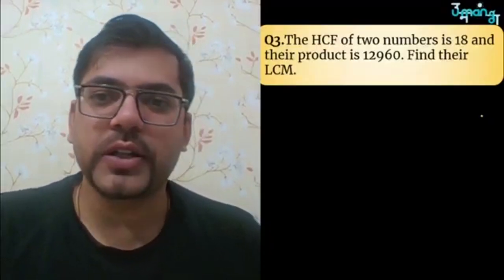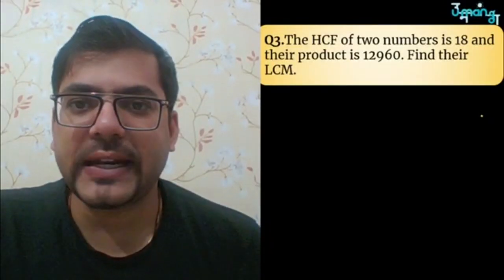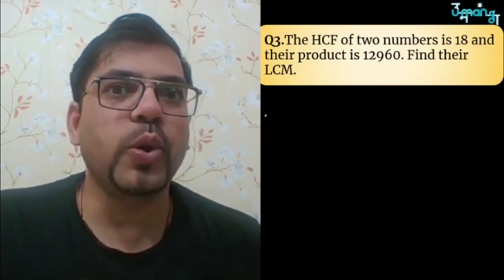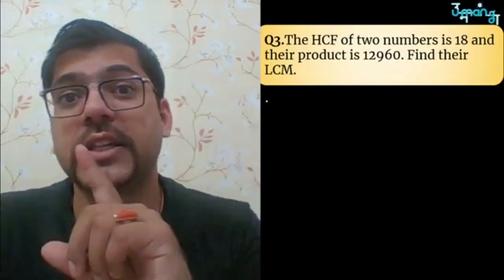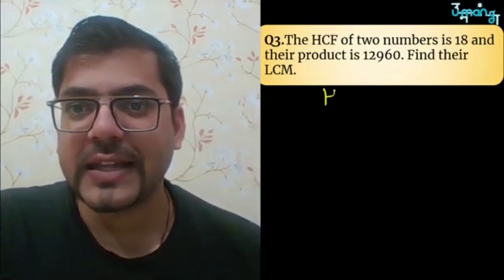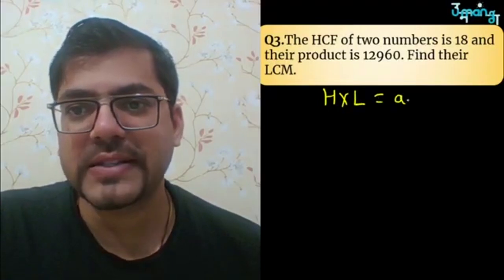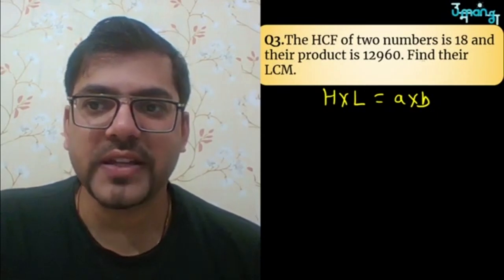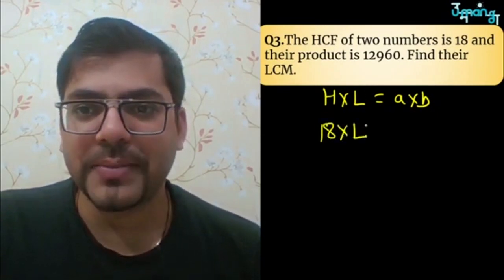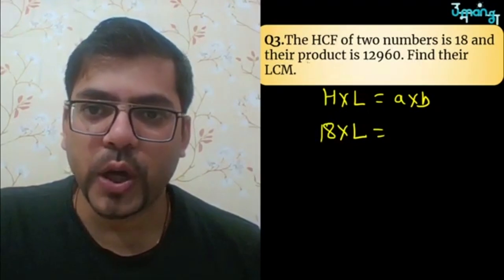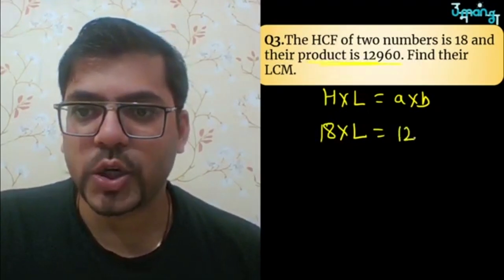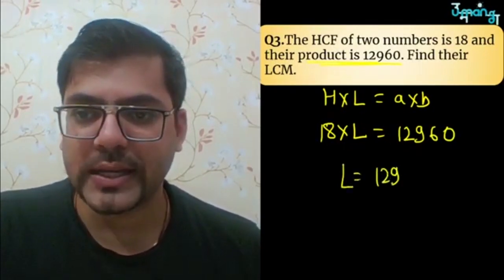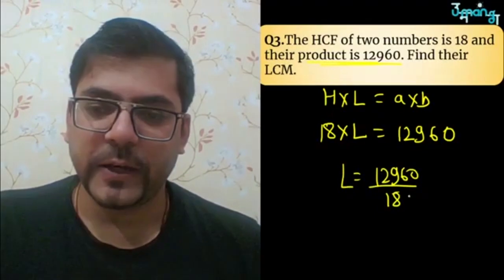Easy. Let's move on. This is the next question. The HCF of two numbers is 18 and their product is 12960. Find their LCM. I hope you know that rule which we talked about in the starting of the session, that HCF of two numbers into LCM of two numbers is equal to the product of two numbers. So HCF is given as 18 into LCM, which we have to find, is equal to the product, which is 12960. So undoubtedly LCM is going to be 12960 divided by 18.